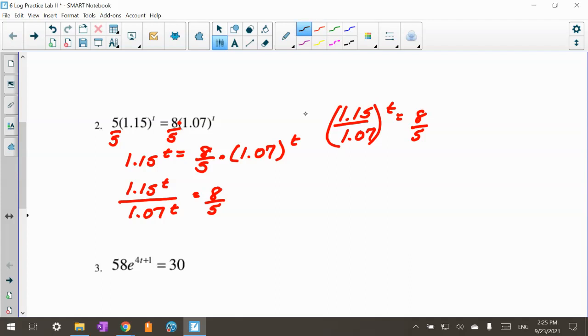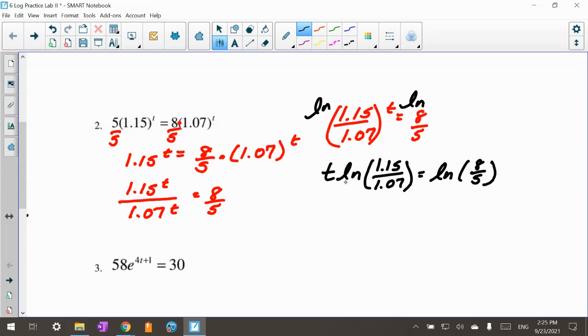Now I'm going to natural log both sides because I'm solving for t. I can now use my log rule and bring it down, and t natural log 1.15 over 1.07 equals the natural log of 8 over 5. And then the t is hooked to this glop, as I call it, by multiplication, so I can divide by this glop. So I have t equals natural log of 8/5, and I wouldn't reduce anything or do anything else, just do it right at the end.